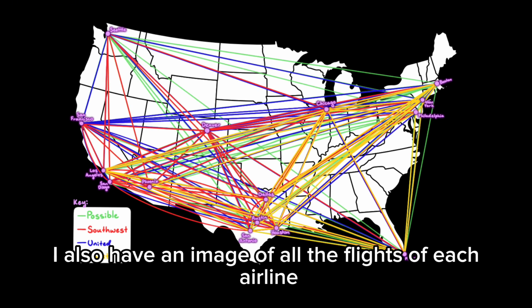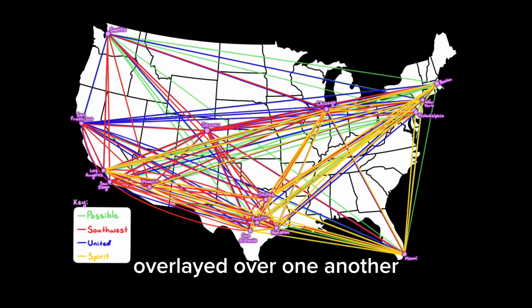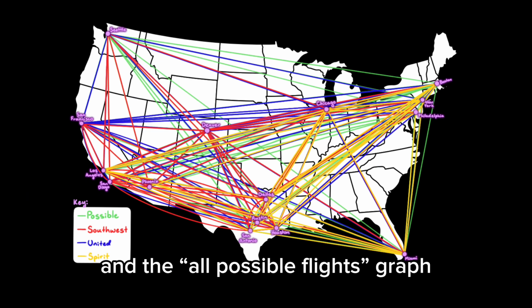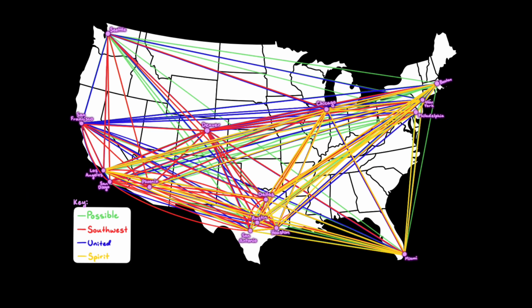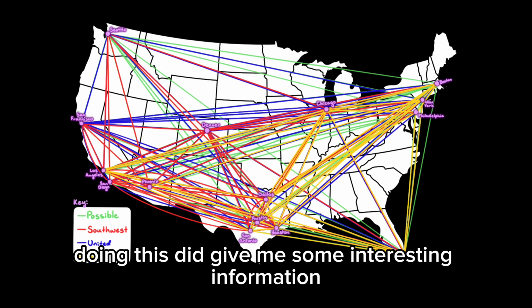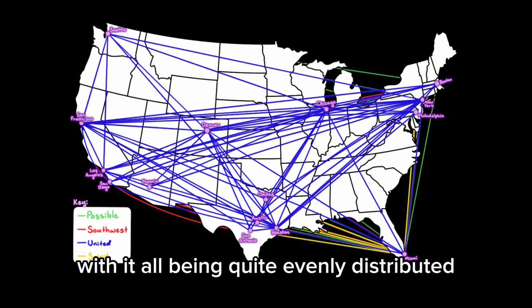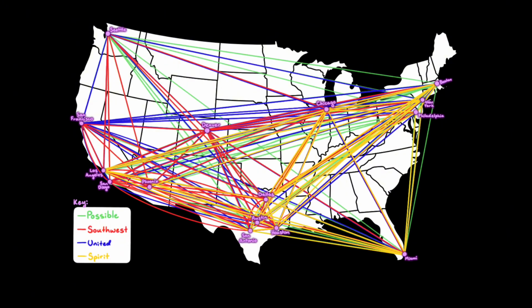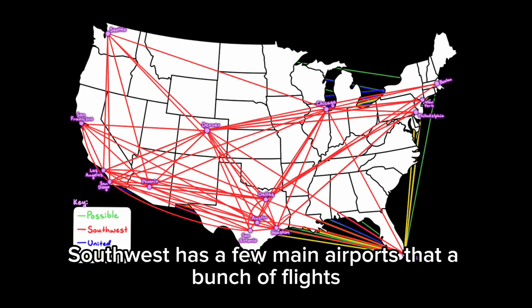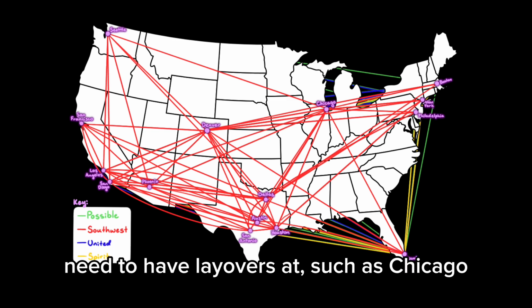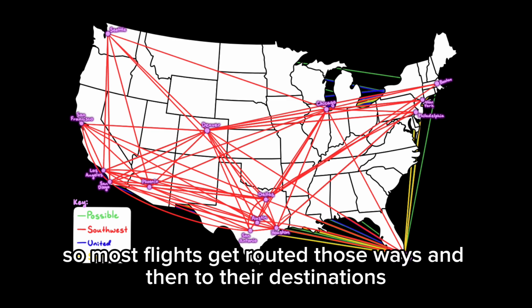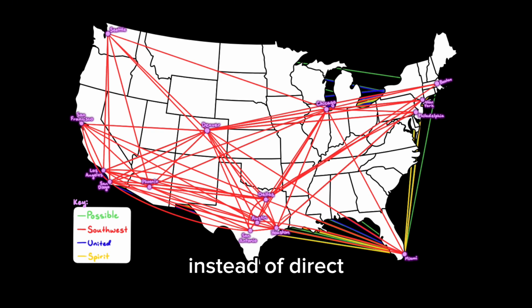I also have an image of all the flights of each airline overlaid over one another in the "all possible flights" graph. Doing this did give me some interesting information. United definitely had the most flights cross-country, with it all being quite evenly distributed. Southwest has a few main airports that a bunch of flights need to have layovers at, such as Chicago, so most flights get routed those ways and then to their destinations instead of direct.